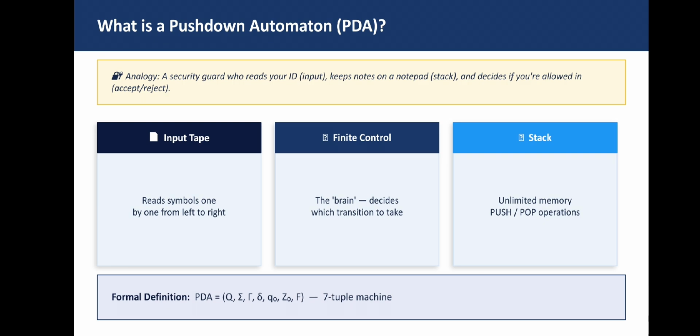What is a PDA? A pushdown automaton or PDA is a finite automaton with a stack attached to it. Think of it like a security guard which reads your ID. The ID is the input, okay? Takes notes on a notepad, which is a stack, okay? And decides if you're allowed in. Formally, it is defined as a 7-tuple with states, alphabets, a stack, and transition function.